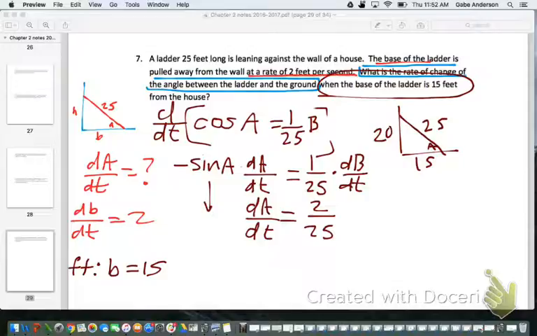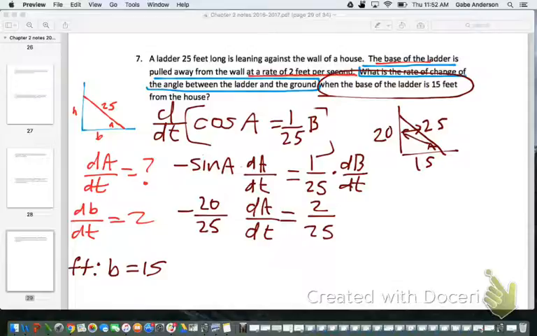Instead of getting all bent out of shape about what's the measurement of the angle, is it 40 degrees, is it 50 degrees, what is it? We don't really care because what we're going to do is the sine of it, right? So the sine of A would just be 20 over 25, opposite over hypotenuse. So what I would write there for sine of A is negative, because it's negative, 20/25ths. So negative 20/25ths times dθ/dt equals 2/25ths.